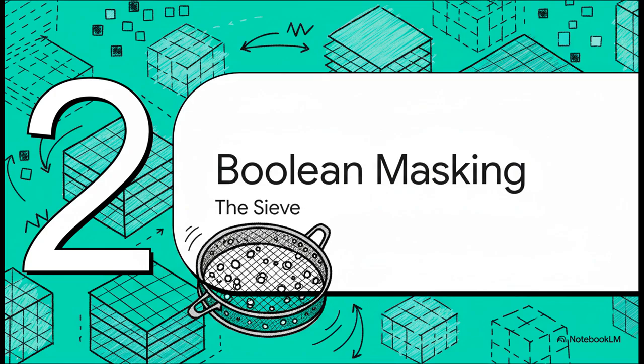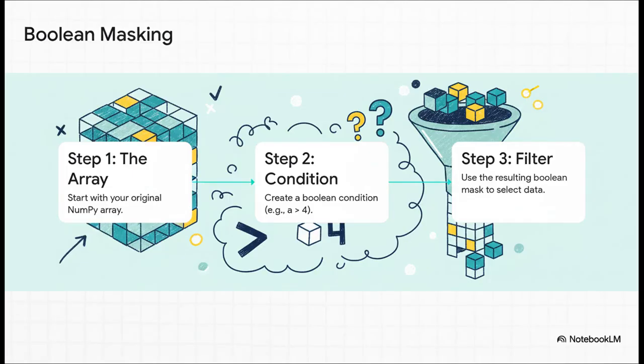Let's move on to our next power-up, Boolean masking. Now, if integer indexing was the puppeteer for picking things out, think of this technique as the sieve. You basically create a filter based on some kind of logical condition. You pour your data through it, and you only keep the stuff that matches. It's actually a super intuitive 3-step process. You start with your data, you define a condition, something like find all the values greater than 4, and then you use that condition to literally select the data.